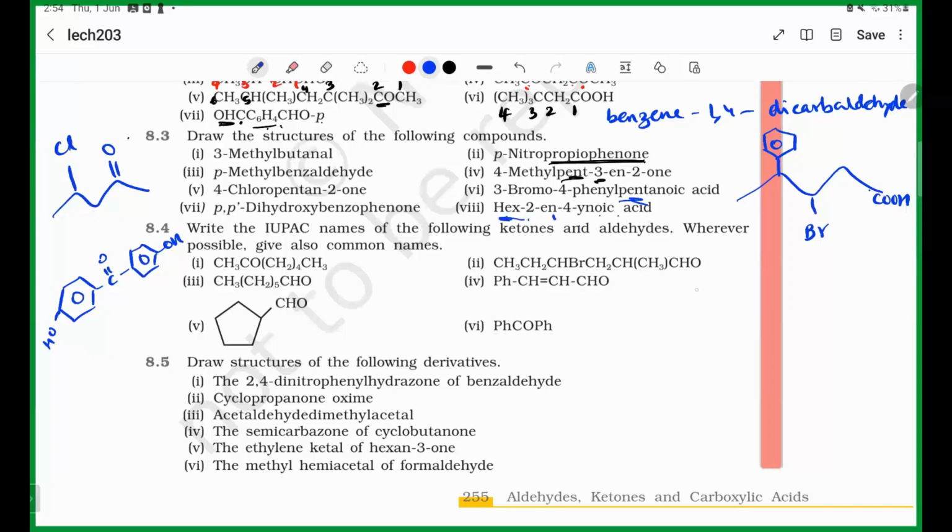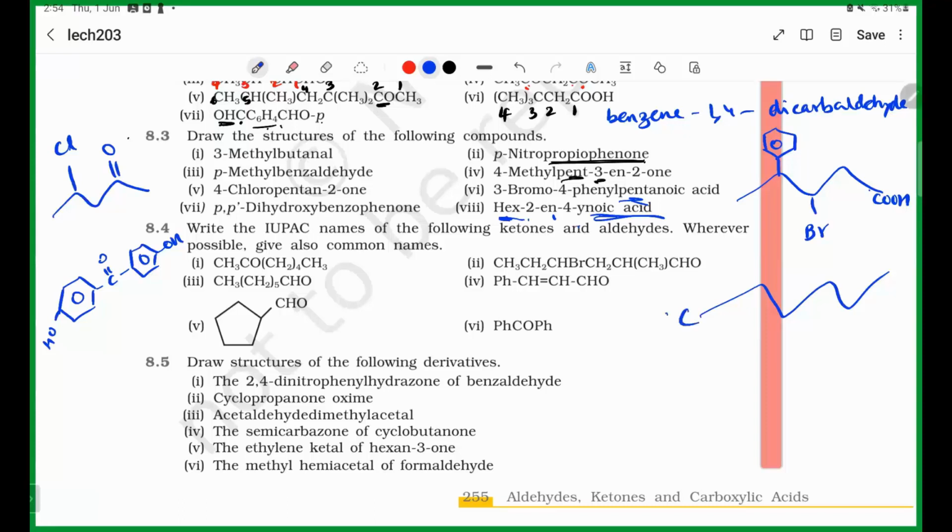Hex, the 6 carbon atoms. So you draw 6 carbon atoms. There you are, 2-ene. So first, you draw the hexanoic acid. Once you draw the main group, the positions are already set, which means the other substituents can be drawn with ease. You exactly know the precise locations.